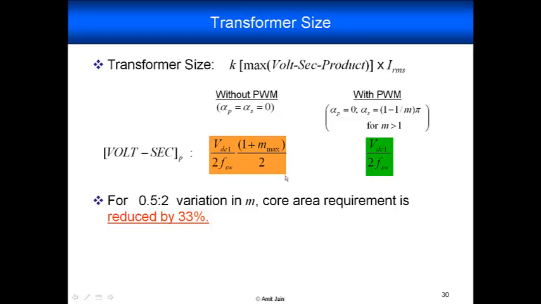So the transformer size primarily depends on this product here of the maximum volt second product and the RMS current in the transformer. Without PWM then we have maximum volt second equal to this expression, and with PWM control we are actually able to eliminate this factor of 1 plus M max over 2. So the factor due to variation in the input or output voltage is actually eliminated from the transformer size calculation.